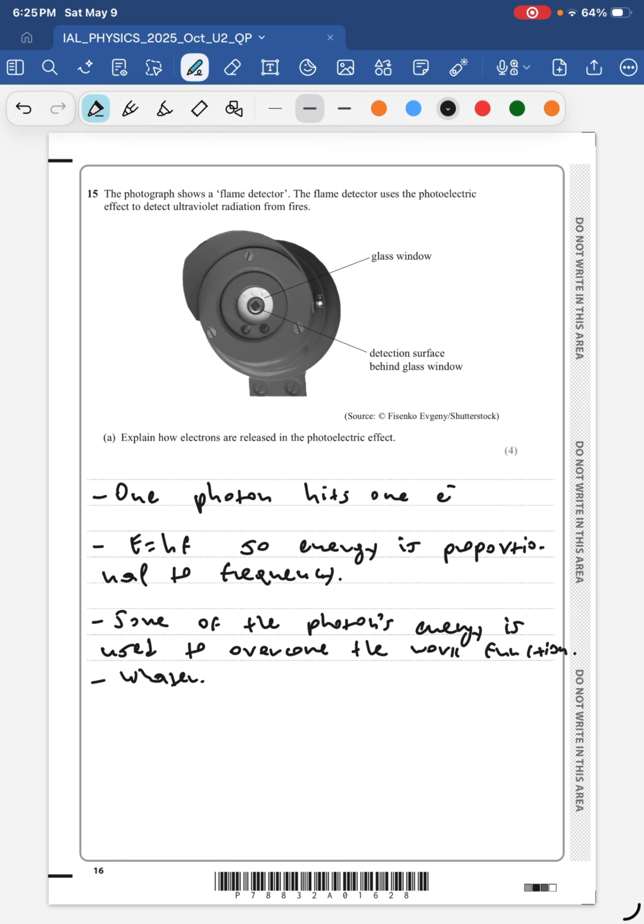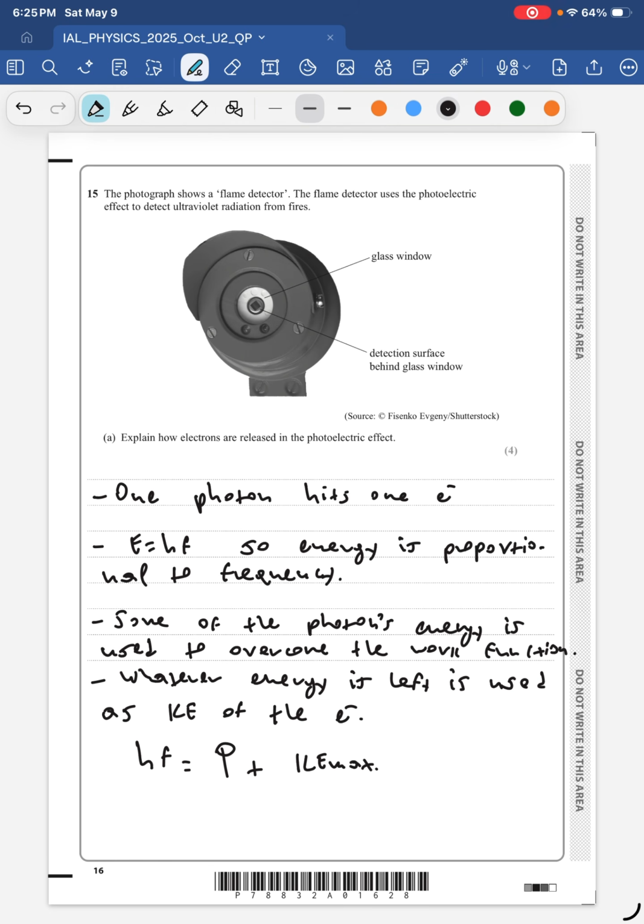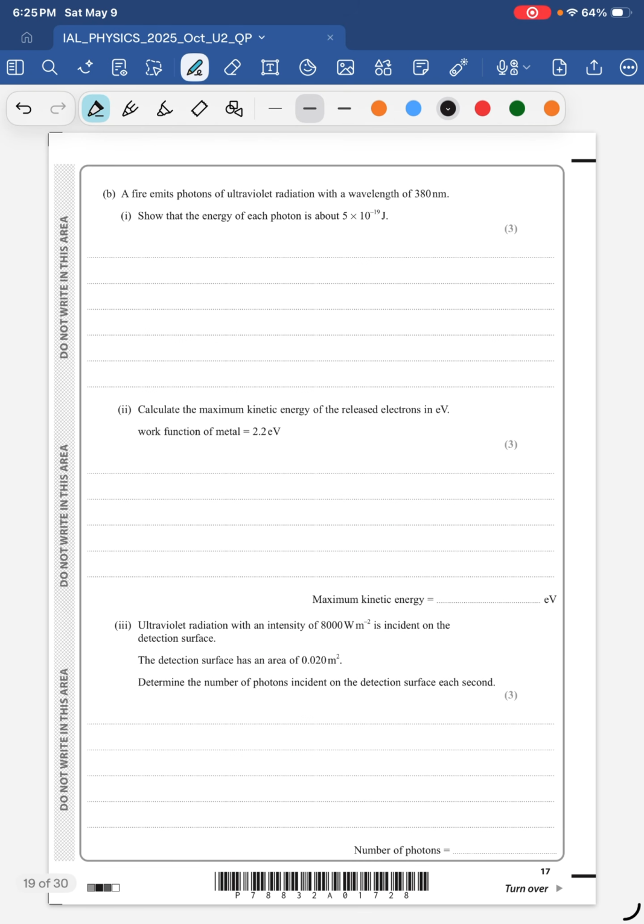So whatever energy is left is used as kinetic energy of the electron. The equation is h times the frequency of the photon is equal to the work function plus the maximum kinetic energy of the electron. Okay, let's move on. Part B. A fire emits photons of ultraviolet radiation with a wavelength of 380 nanometers. Show that the energy of each photon is about 5 times 10 to the negative 19 joules.